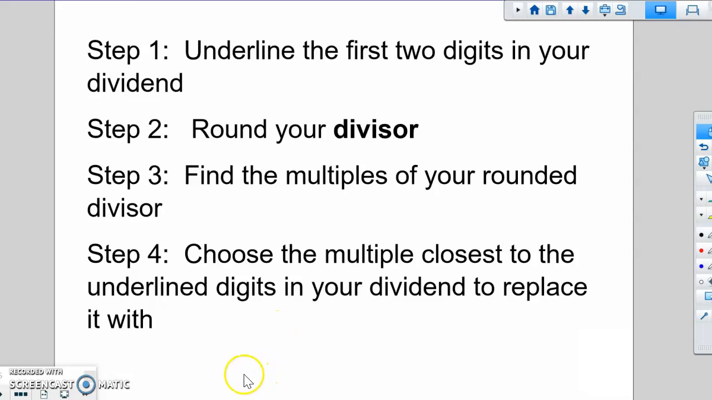So here are those steps that you need to go through when you are estimating a quotient. If you need to, you can pause this and keep it up while you are doing your workbook pages. So right now you are through with your lesson. I'm going to have you refer back to your math schedule for today to make sure you know what workbook pages you need to complete for your independent work time.